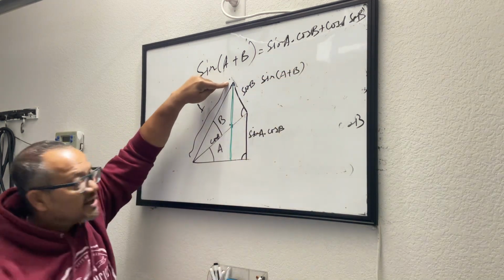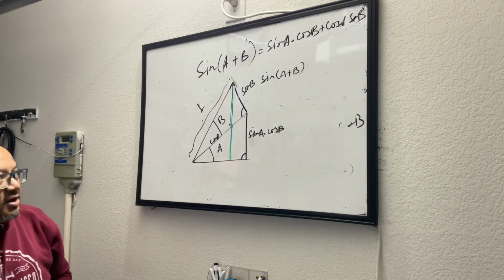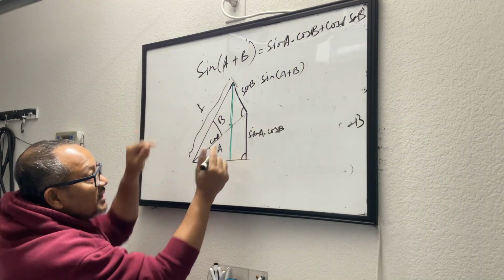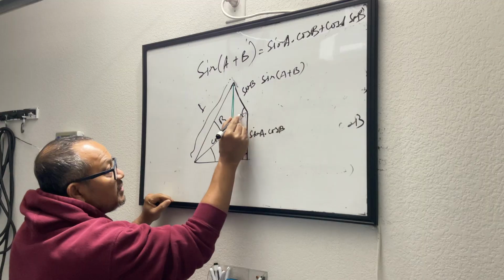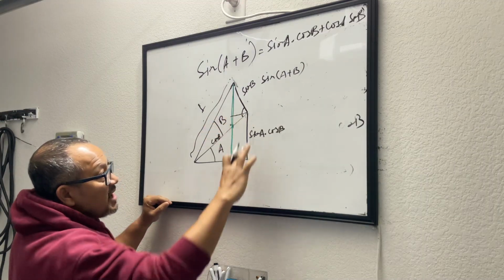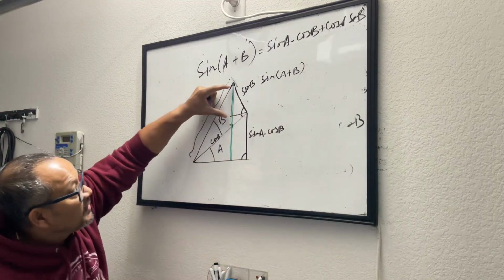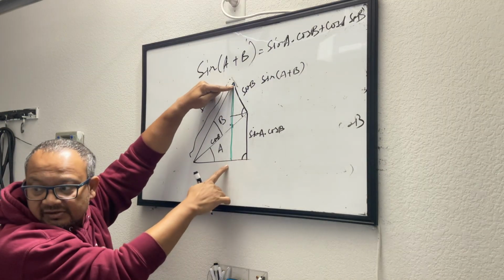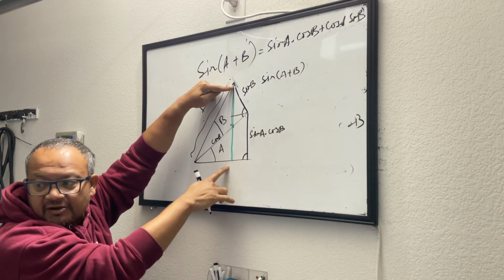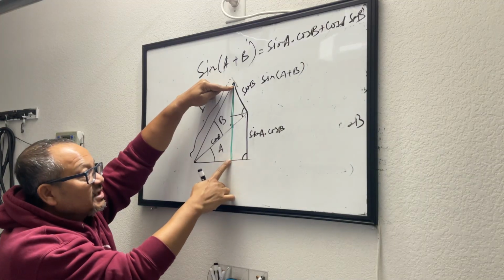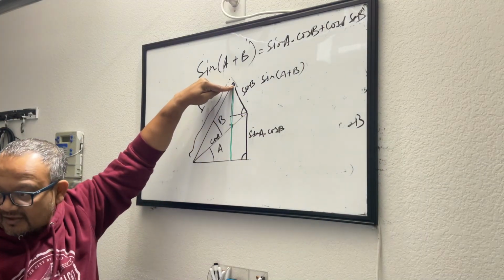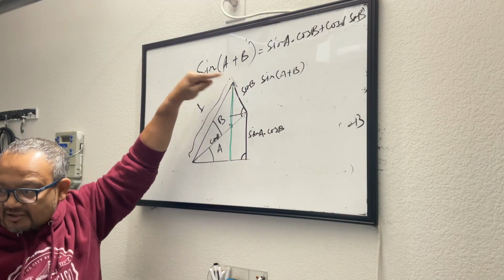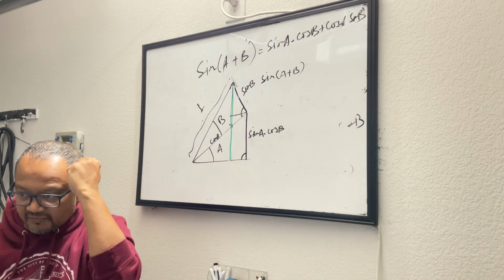Now I want to break it down, because I know part of this length. Let's drop a perpendicular from here to here. We know this length. If we could figure out this length, that will be my total length. Green one. Yeah? We are trying to find out the length of this side, which is equal to sine of A plus B. Correct? Yeah? Yes or no? I'm not getting you guys confused, right?